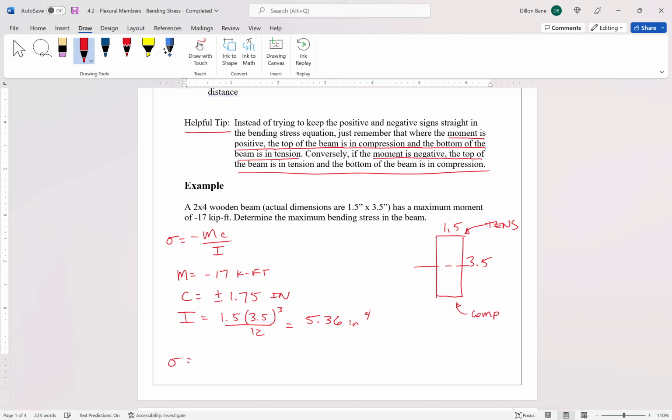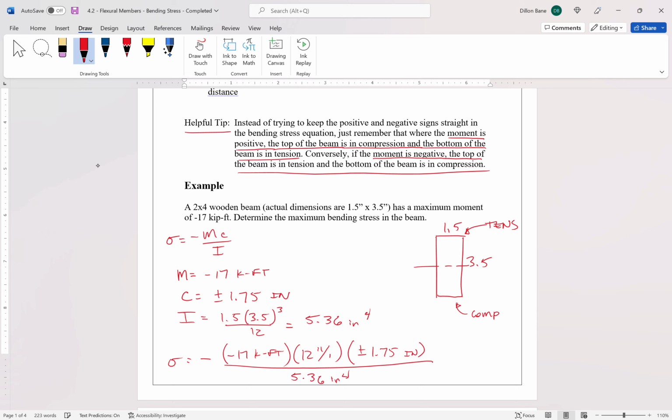So sigma equals negative M. M was negative 17 kip feet, right? Got to make sure our units all line up. So instead of converting all of the other variables to feet, I'm going to convert this 17 kip feet to 17 kip inches. To do that, we just multiply by 12 inches per foot. That'll cancel out my feet and I get kip inches there. So that's the moment. We multiply by C now, which is plus or minus 1.75 inches. And then finally, we just divide the whole thing by our moment of inertia of 5.36 inches to the fourth.